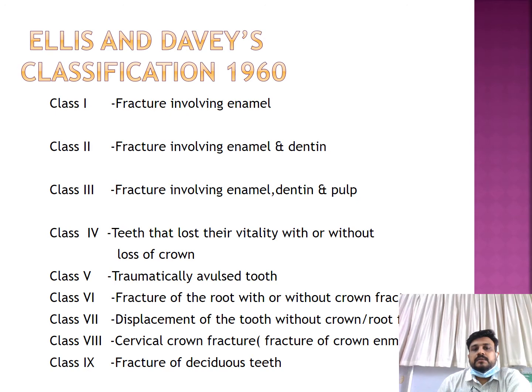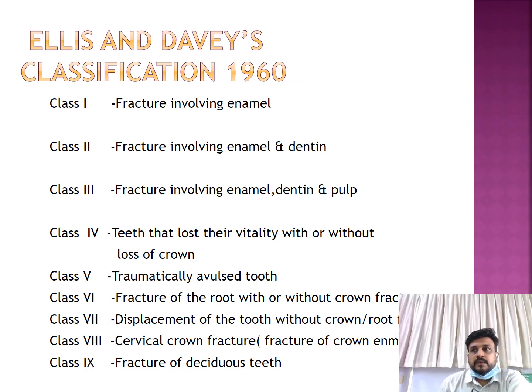Then class 8 is crown en masse. En masse means a big piece, a chunk of the tooth is gone. And class 9 is fracture of deciduous tooth. Whether it involves dentin, enamel, pulp, whatever it is, any fracture that involves deciduous teeth is considered class 9.